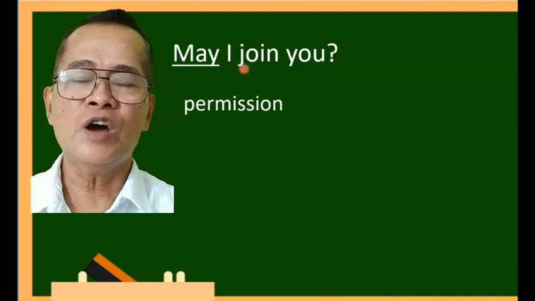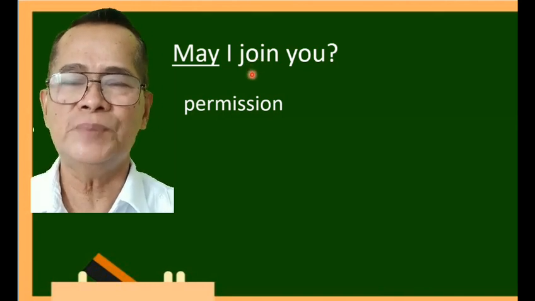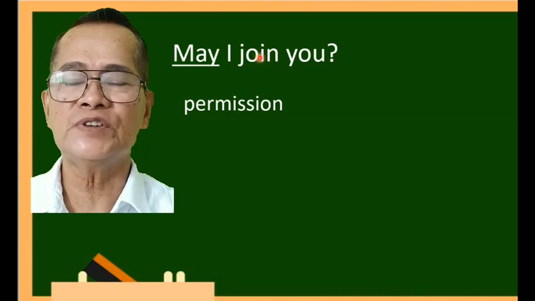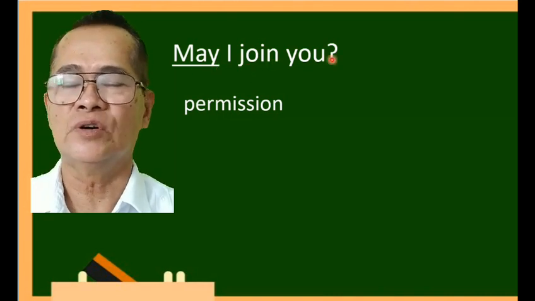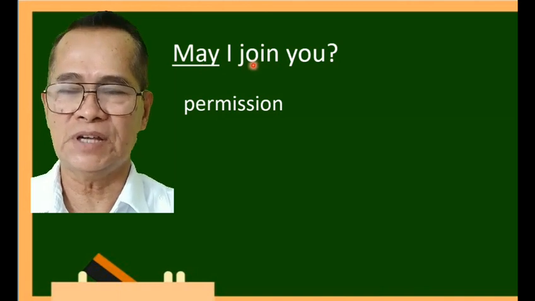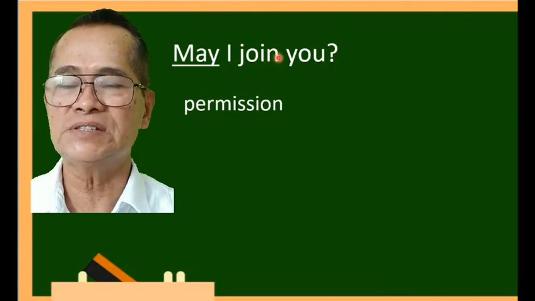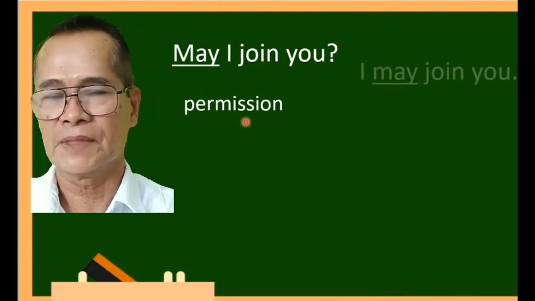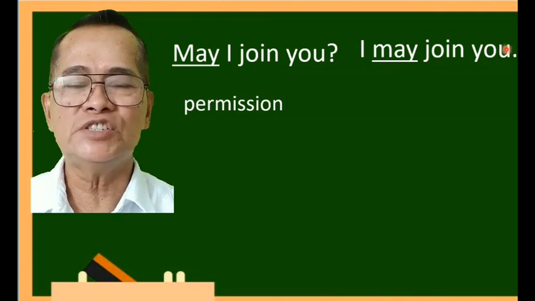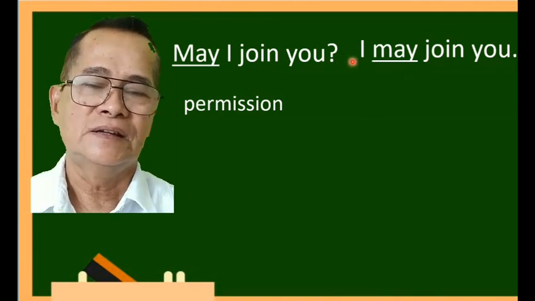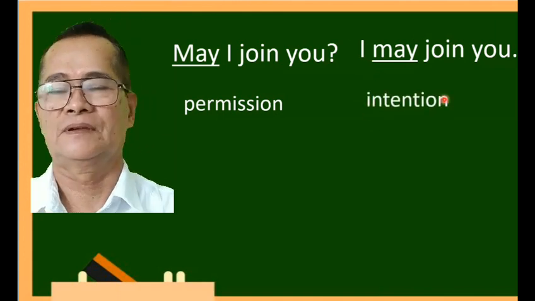Kasi if you are going to use join only, I join you, the thought is not complete. So in order to make sense for the sentence, we need to add may. May I join you? In order to have a complete sense or a complete idea. Now, the idea in the sentence is it expresses a permission. Now, if we are going to begin the sentence with the subject I, the idea is changed. It will become intention. Okay, next.